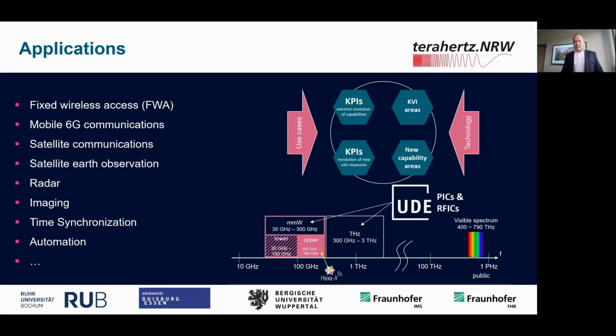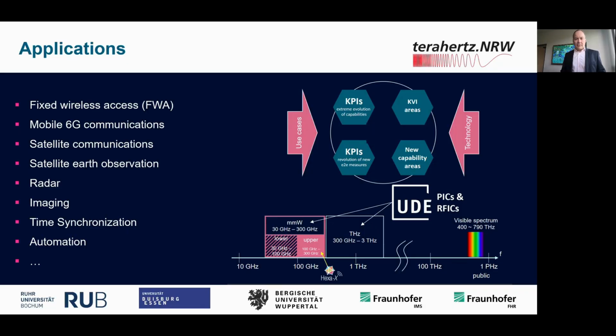Okay, going as a motivation slide into more details in terms of applications. So I listed some potential applications here on the left-hand side. I started with some communication applications like fixed wireless access, mobile 6G communications, satellite communications, also Earth observation, radar imaging, time synchronization, and automation. It's just a few applications that we can tackle with this technology, and I'm going to present you examples for all of these applications during my talk.